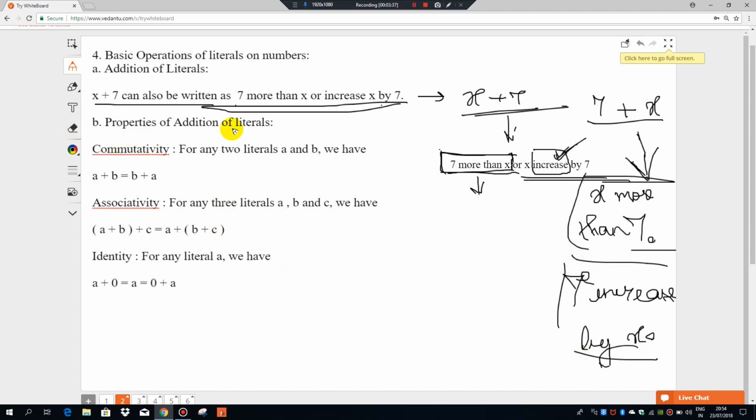Now, properties of addition of literals. Commutativity. For any two literals a and b, we have a plus b is equal to b plus a. Can we denote these a plus b as numbers? Yes, like 5 plus 3 is also 3 plus 5. Same, right? 5 plus 3 is 8, and 3 plus 5 is also 8.